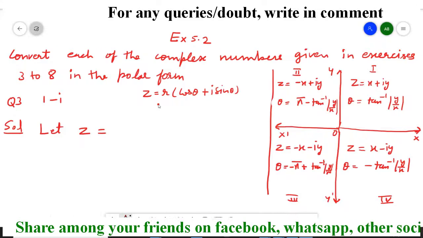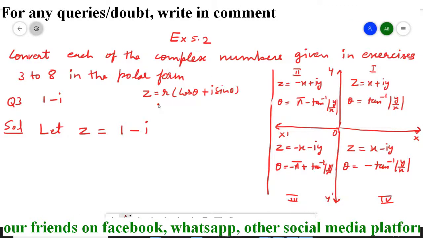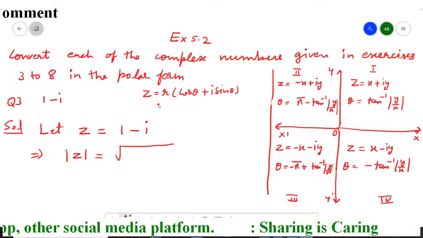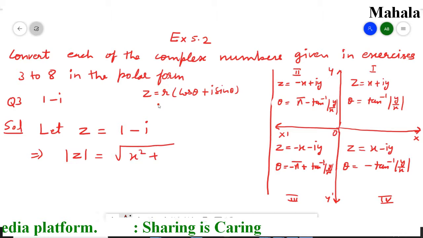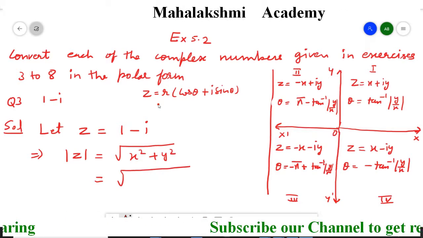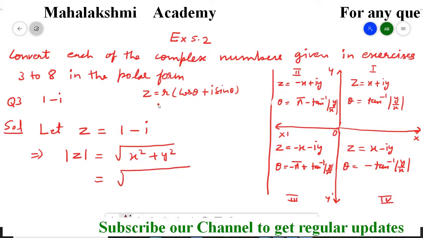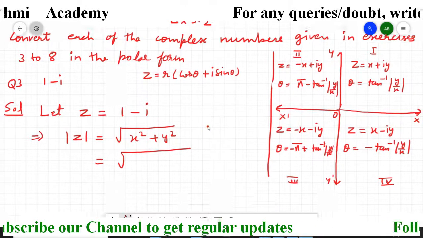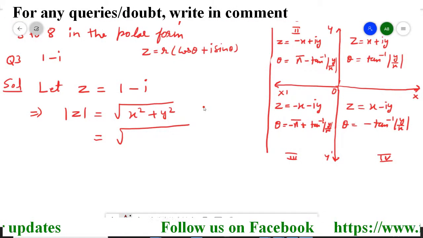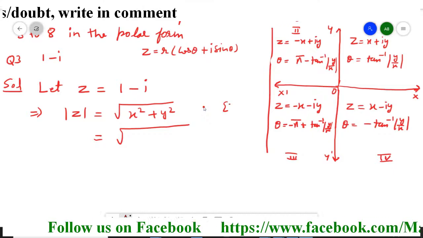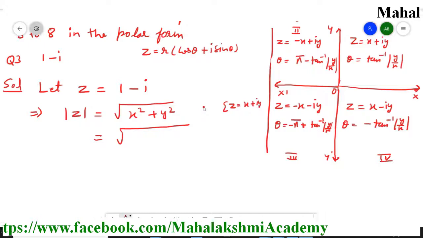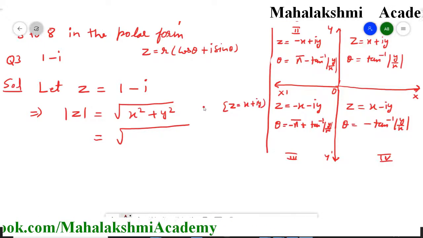let z is equal to 1 minus iota, which implies mod z is equal to, so what is the formula of mod? Real part square plus imaginary part square. Because students, this formula is applicable if z is in the standard form x plus iota y. So from that I just wrote this formula.